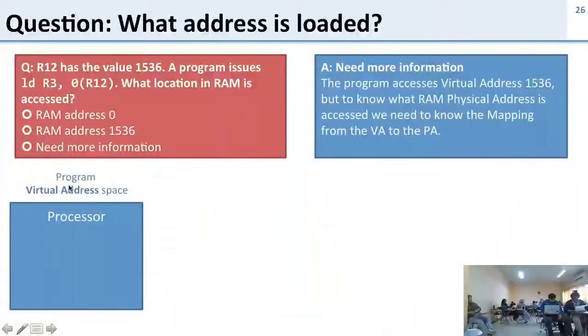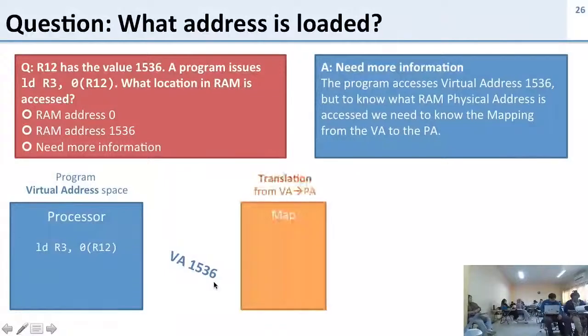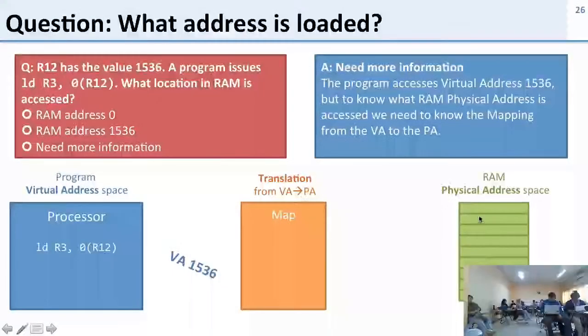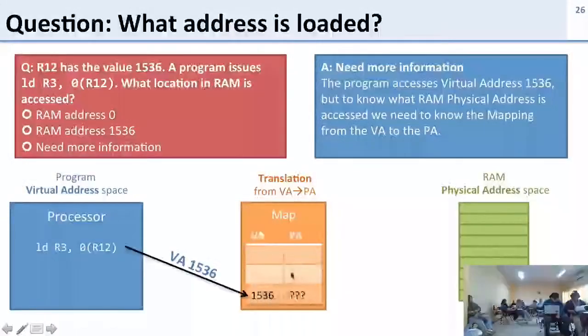So here's our processor. It's in the program's virtual address space, and we do this load. This load is going to generate virtual address 1536, but we're going to have a map, and the map's going to tell us which physical address it is. Now, if I don't tell you what the mapping here is, you have no idea what location in RAM this address is going to access. So we need more information to know what memory we're actually going to access when we issue this instruction.